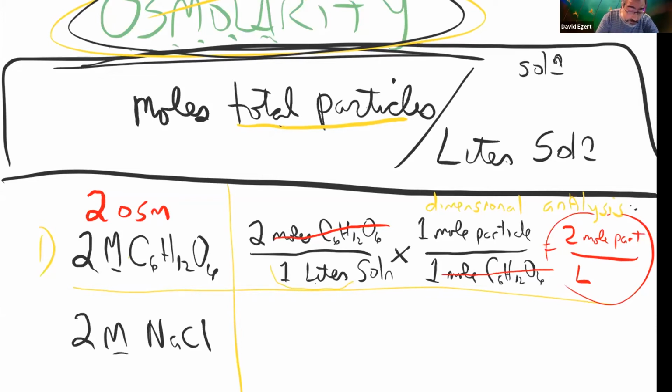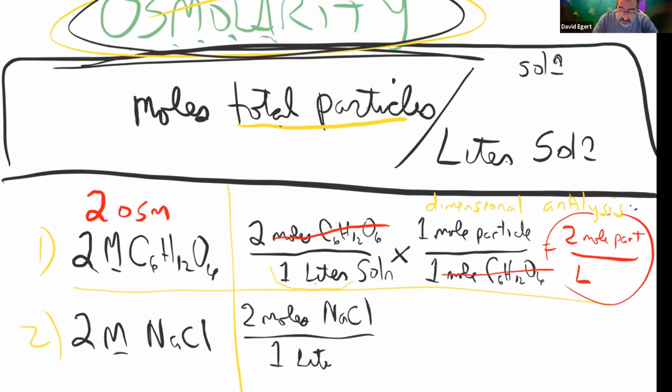But let's go look at what happens in the case of an electrolyte like sodium chloride. And let's start by definition again, 2 molar NaCl is 2 moles NaCl per liter of solution. And now we do this next step again. And again, we know on the bottom, we need to have moles NaCl. If I have 1 mole of NaCl, how many particles do I end up with? 2. I'm going to end up with 2 moles of particles.